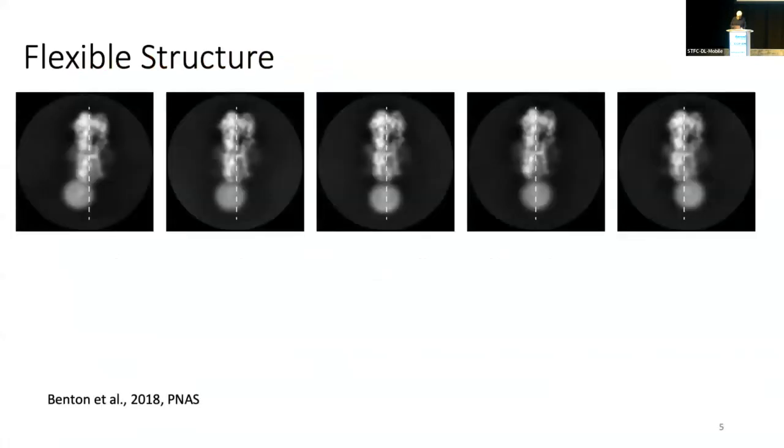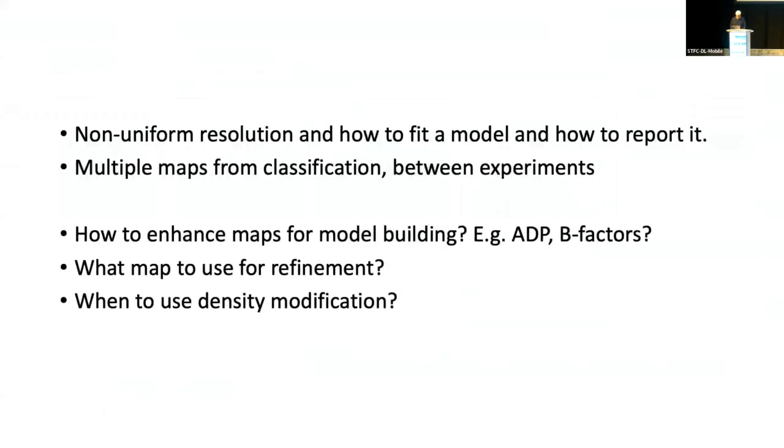Now, with the huge developments over the last decade, some of the problems have shifted. This is just one example from Donald Benton's work on the hemagglutinin, where you have a beautiful high-resolution part of the molecule, and you have a part which is the transmembrane region, which is flapping around. And how do you validate all parts of such a map? So the real problem now is the non-uniform resolution and how to fit models and also how to report it.